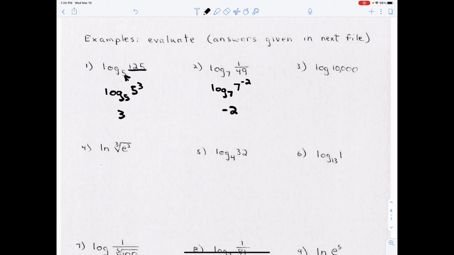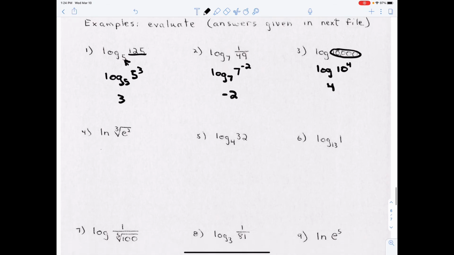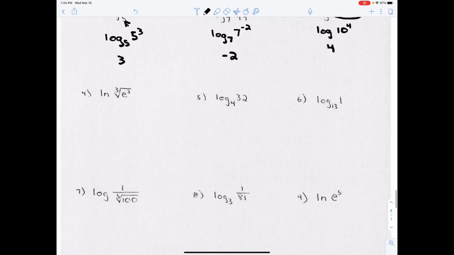Remember, this is log base 10. How can I rewrite this as 10 to a power? That's 10 to the 4th power. So the bases are now the same. So even though I don't have it written, the base is understood to be 10, so the answer is 4. Okay, no base written here, but it's a natural log, so it's base e. So I rewrite this as e to the 2/3 power. Again, you need to understand the exponent rules, and so the answer is 2/3.